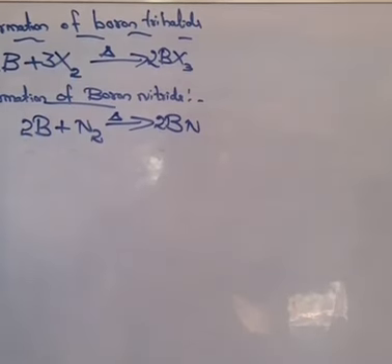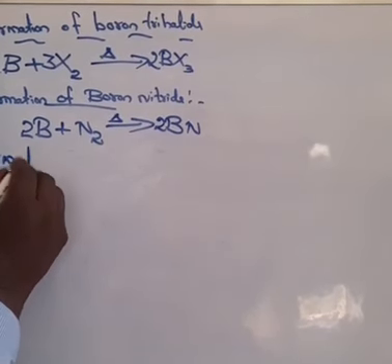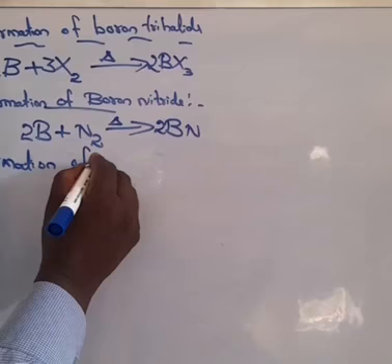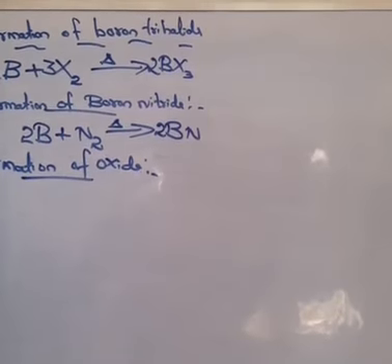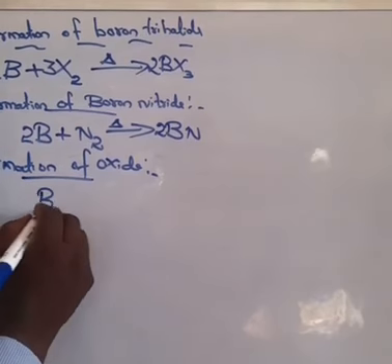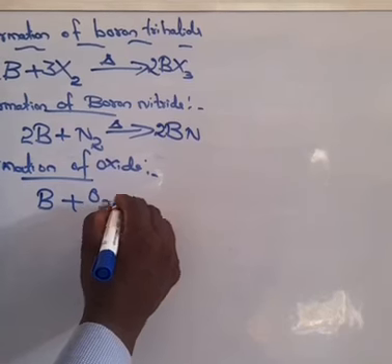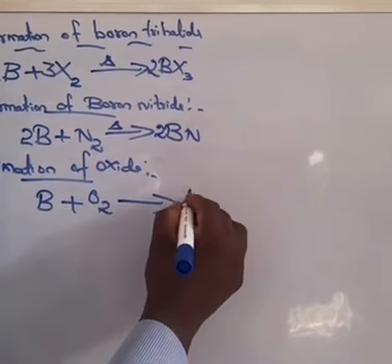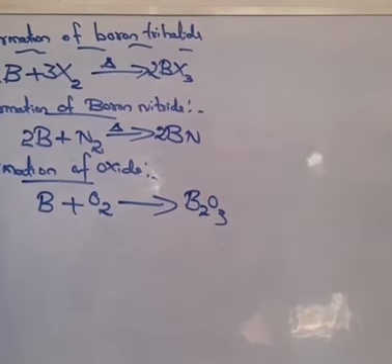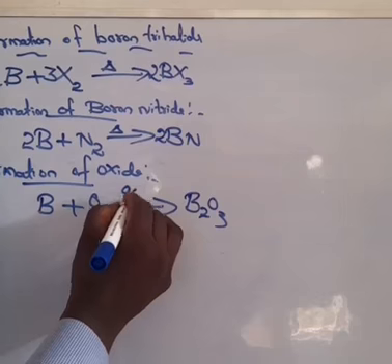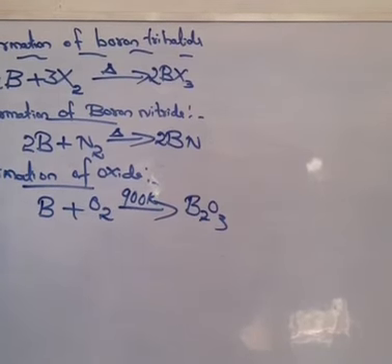Next one, the formation of oxide. So boron reacts with oxygen. Boron reacts with oxygen to form boron trioxide, B2O3. Boron is heated at 900 degrees Celsius. We get boron trioxide.